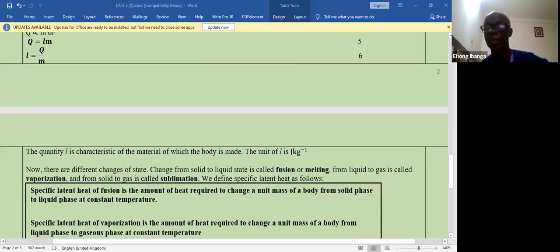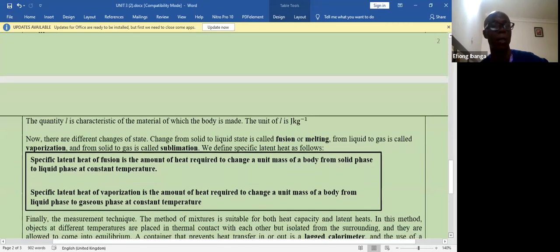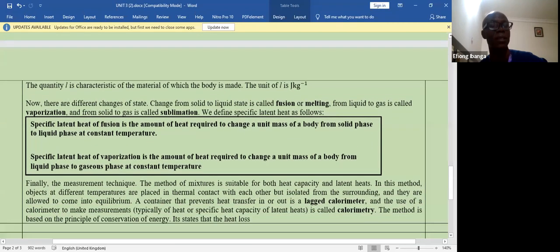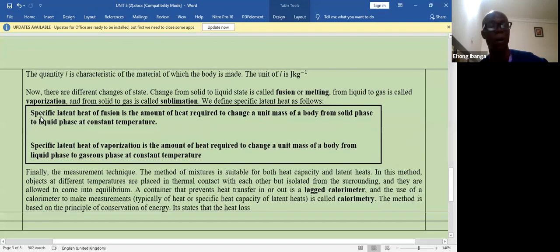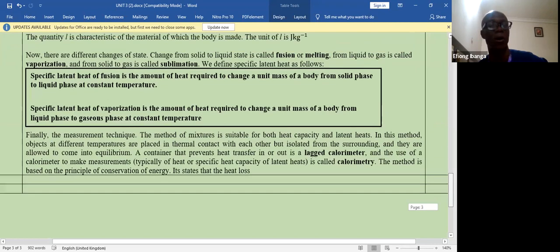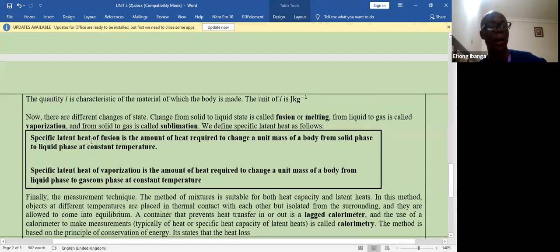All right. So now here is a script that I was sharing earlier on. And so specific heat, I have defined specific heat before. I'm defining specific latent heat of fusion. I said there are different changes of state. Change from solid to liquid state is called fusion or melting. From liquid to gas is called vaporization. And from solid to gas is called sublimation.